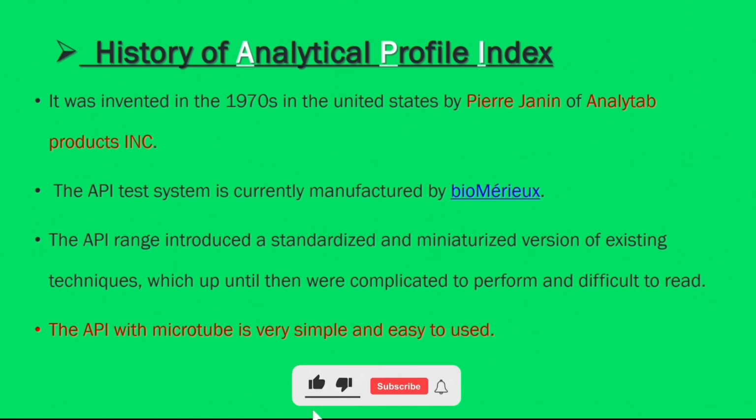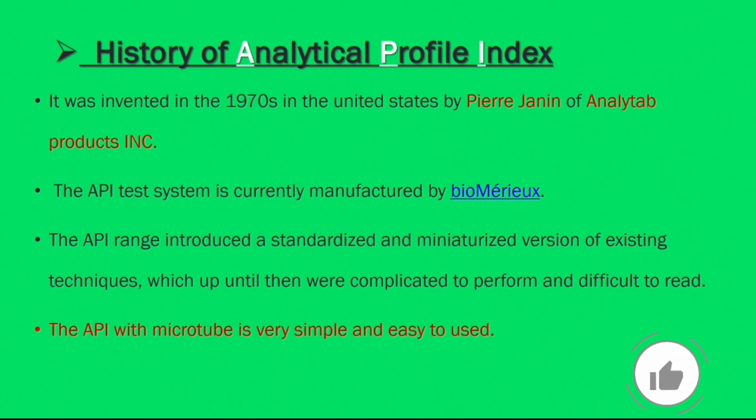History of Analytical Profile Index. It was invented in 1970 in the United States by Pierre Janin of Analytab Products Company. The API test system is currently manufactured by bioMérieux. The API range introduced a standardized, miniaturized version of existing techniques, which up until then were complicated to perform and difficult to read. The API with microtube channels is very simple and easy to use.